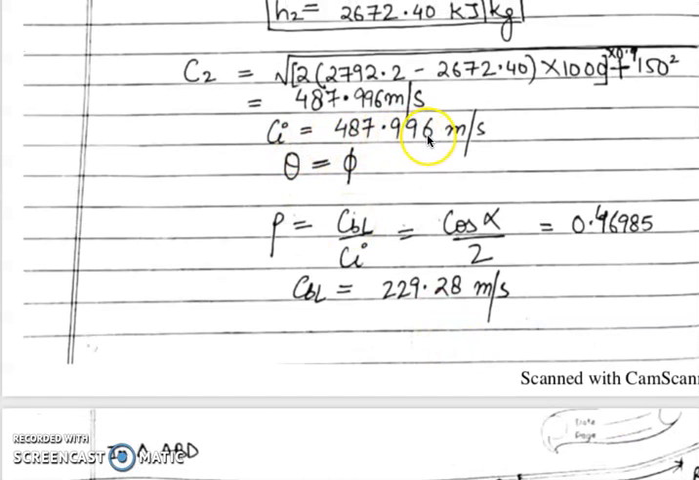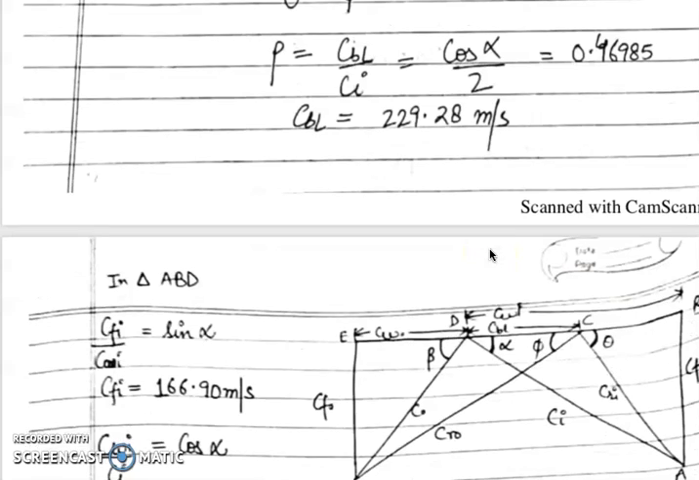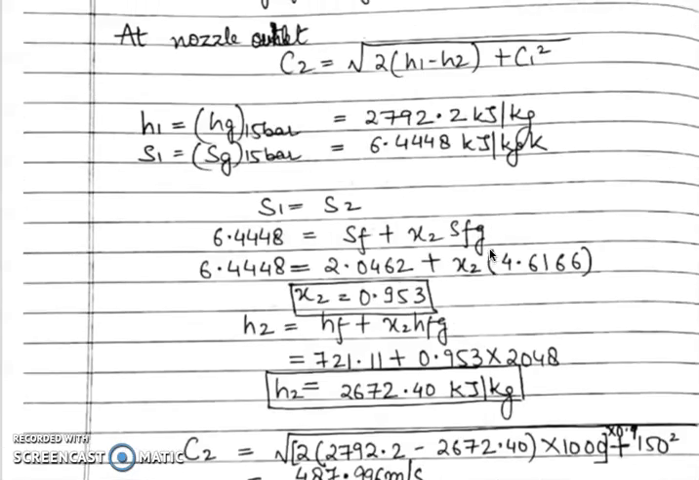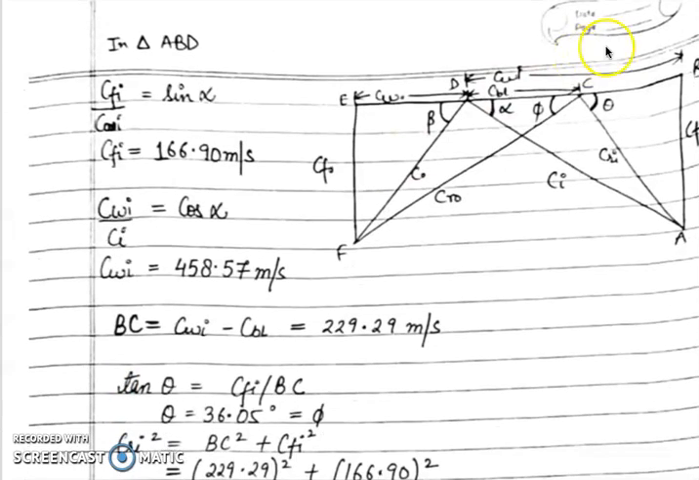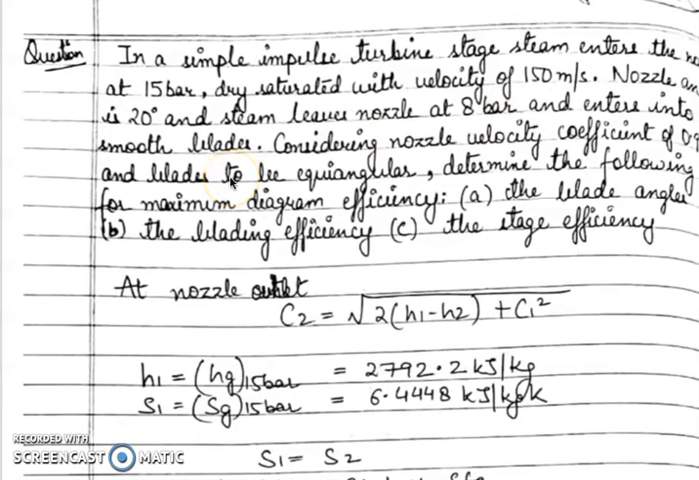So Ci is equal to 487.996, and now we will move on to the calculations of the turbine part. Another thing mentioned in the question is that the blades are equiangular, that means theta is equal to phi, which are the inlet and exit angles of the blades. Then we have to determine the things for maximum diagram efficiency.